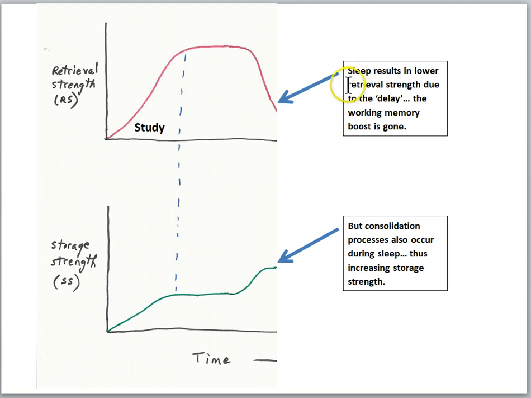Now, when we go to sleep after a study session, sleep results in lower retrieval strength due to the delay. So in the next morning, I might find that, wow, I don't remember that information as well as I did the night before. See, during the study session, we have high retrieval strength. Well, sleep is a delay. That's going to reduce the retrieval strength for the information. The working memory boost is gone.